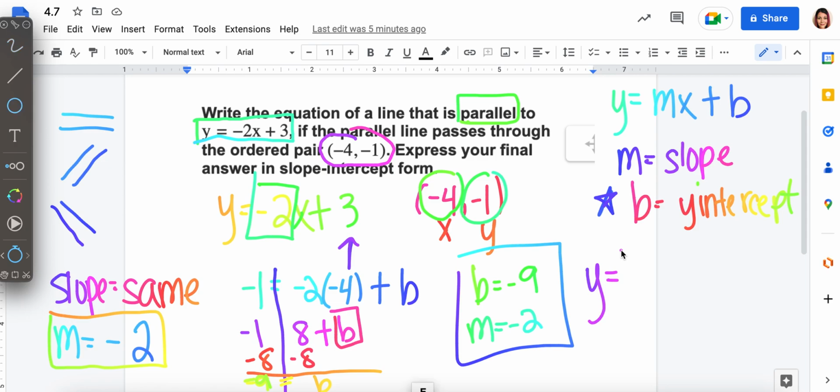So when we're writing just the equation, the generic equation, we just want to know our slope. So y equals negative 2x plus a negative 9. We can also write it as negative 2x minus 9. Anytime you have a negative y-intercept, you don't have to write the plus minus. Just go ahead and write minus 9.